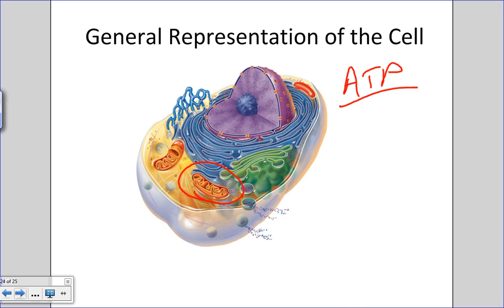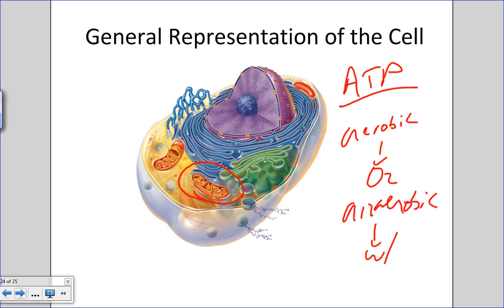When we say aerobic, you should basically think we're using oxygen. We're burning oxygen. If I say anaerobic, I'm saying without oxygen. And as you'll learn when I talk more specifically about the steps of this in another lecture, making ATP with the use of oxygen is a lot more efficient, and we yield a lot more ATP as a result.